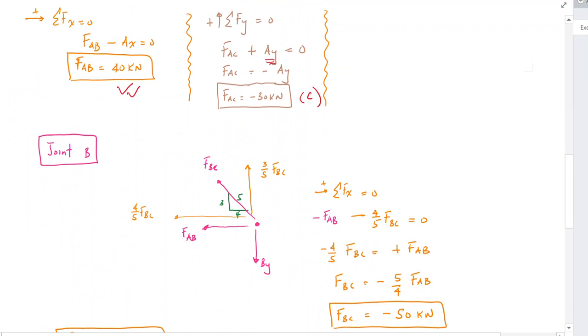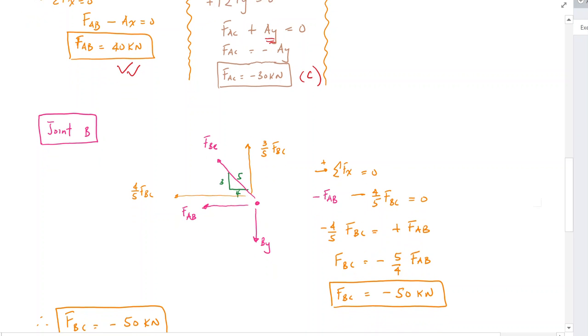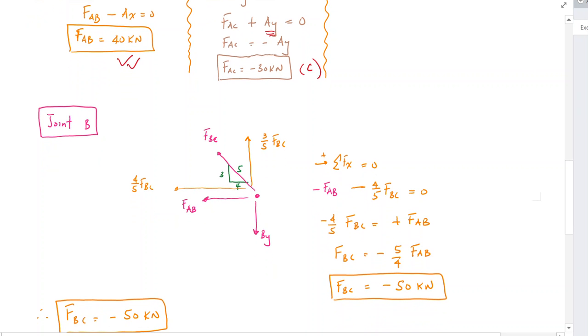Now the next step was I'm going to go to joint B because I need to find out, we have 3 bars here. We have bar AB, bar AC, and bar BC. So we found FAB and FAC. We need to find BC.